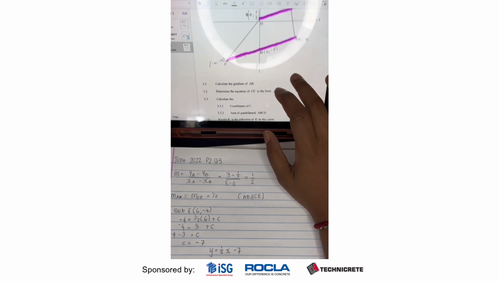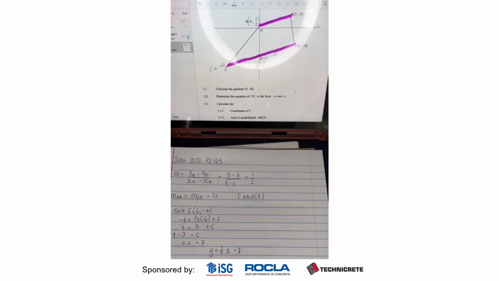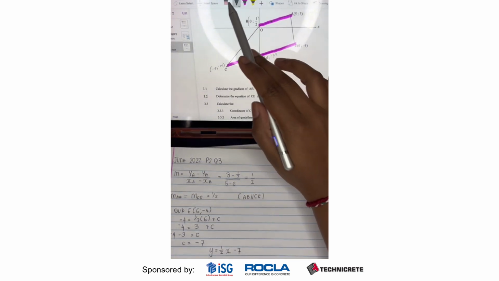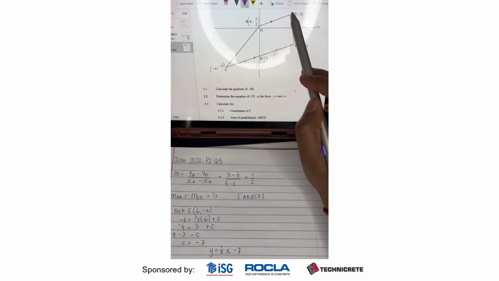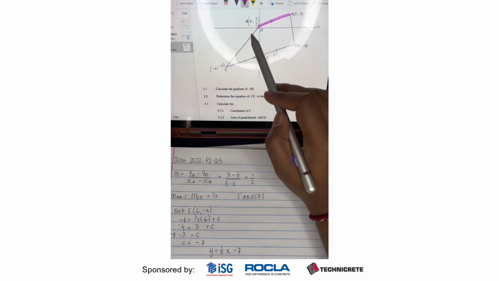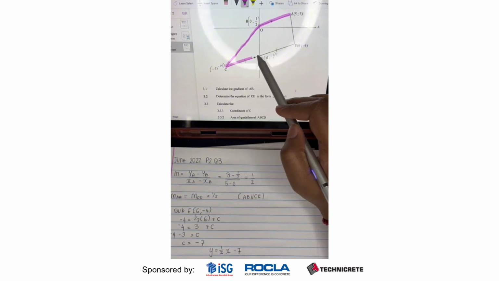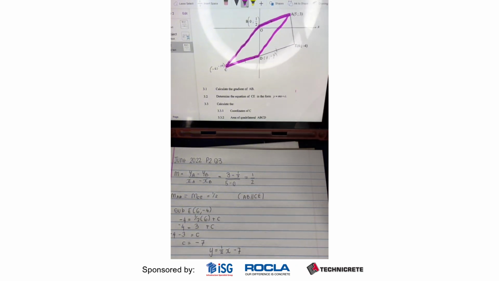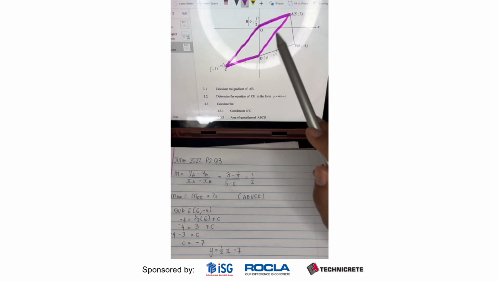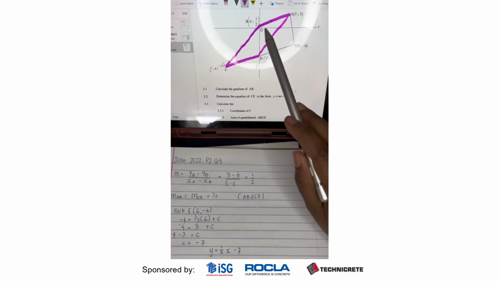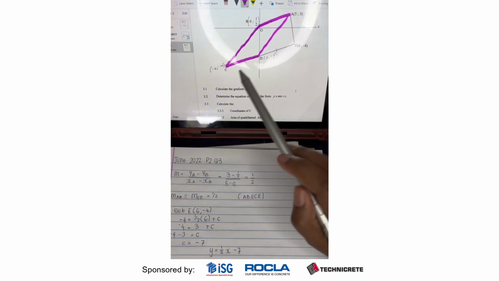Next question says the area of quadrilateral ABCD. Okay, let's highlight that. The area of quadrilateral ABCD. Okay, so that is what they want. So we're obviously going to have to split this into two triangles. The first triangle being BCD and the second triangle being ABD.